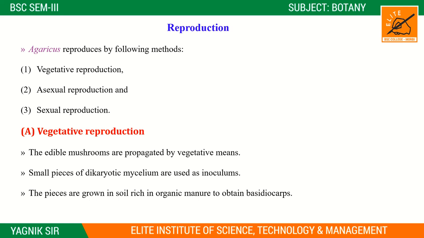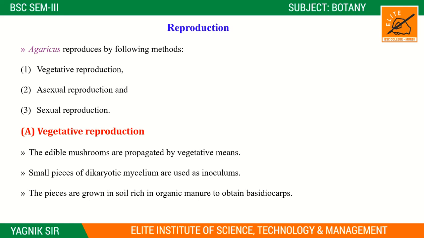And yes, these small pieces are grown in soil rich in organic manures. ઓર્ગેનિક મેન્યુર્સ છે એની જે ન્યુટ્રિશન છે એને હાઈલી મળે એટલા માટે જે સોઇલ્સ હોય જેની અંદર ઓર્ગેનિક મેન્યુર્સ નાખવામાં આવે છે અને એના લીધે પછી ધીરે ધીરે એનું મેચ્યોર એન્ડ ડેવલપમેન્ટ થશે અને એમાંથી બેસિડિયોકાર્પ બનશે. બેસિડિયોકાર્પ્સ ધેટ મીન્સ fruiting body, right? So totally this is the vegetative propagation method, right?